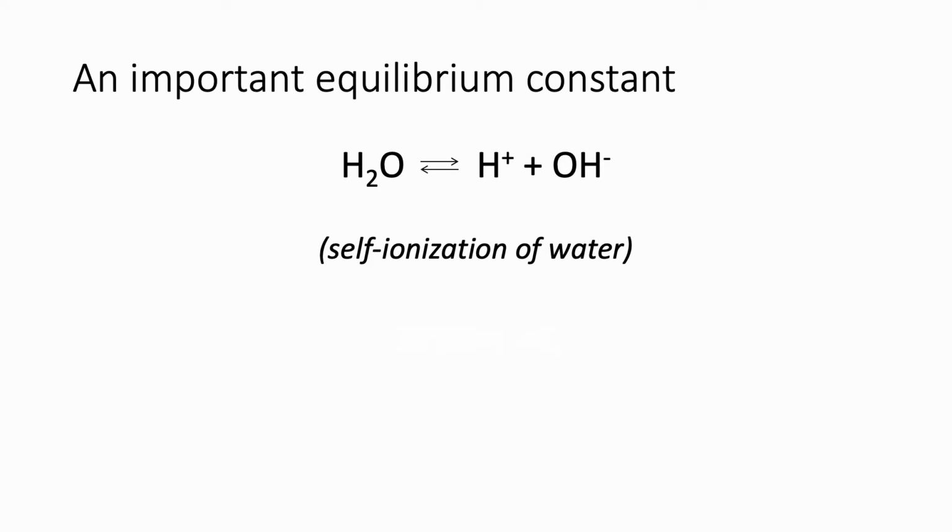So you can think about what the equilibrium constant will look like for this. You can see how it would have H+ and OH- concentrations on the top, and then water, of course, is a pure liquid, so that gets left out of our equilibrium constant. And this equilibrium constant has a very special symbol that we call Kw, W for water. And we know the value of Kw, it's about 10 to the minus 14th at 25 Celsius.